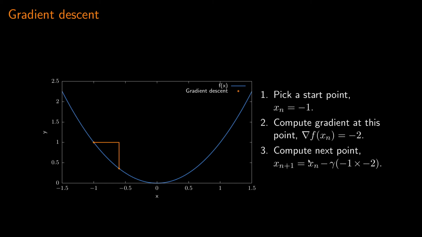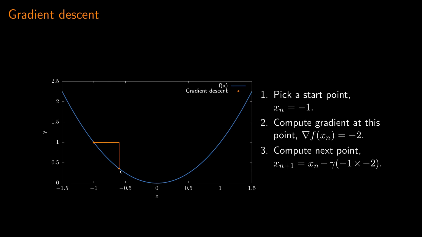And that means we can calculate the location of the next point, x of n plus 1, by taking our starting point, x of n, and subtracting gamma multiplied by minus 1 times minus 2. So minus 1 is the first value of x, multiplied by minus 2, which is the gradient at that location here. And then we multiply that by some value of gamma. Now in this example, I've used the value of gamma that was 0.2. So we have here 0.2 multiplied by 2, which is of course 0.4. So we have x of n plus 1 equals x of n minus 0.4, which of course gives us a value of x of minus 0.6, which we can see here.